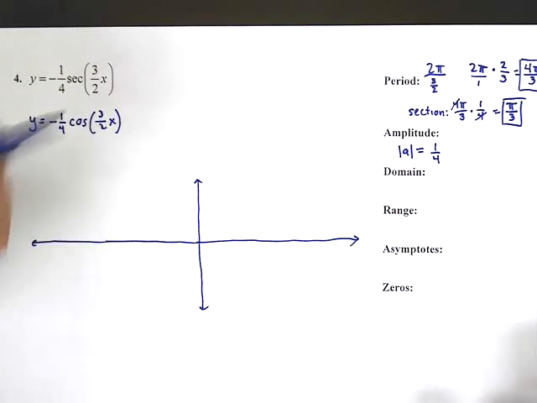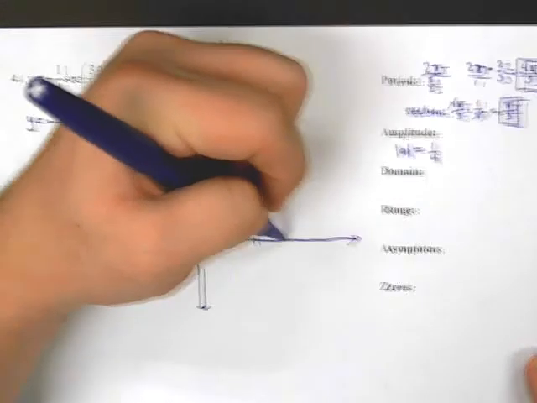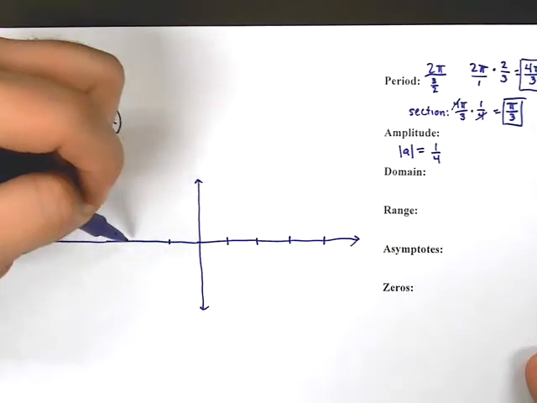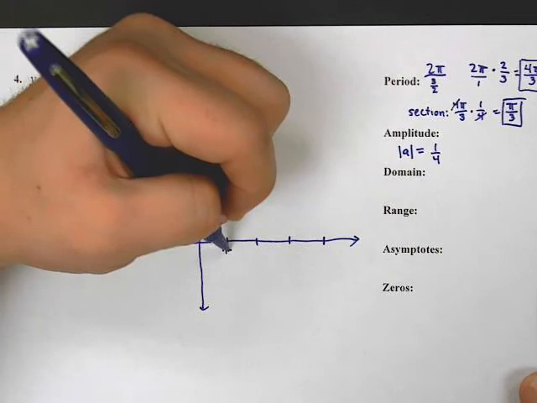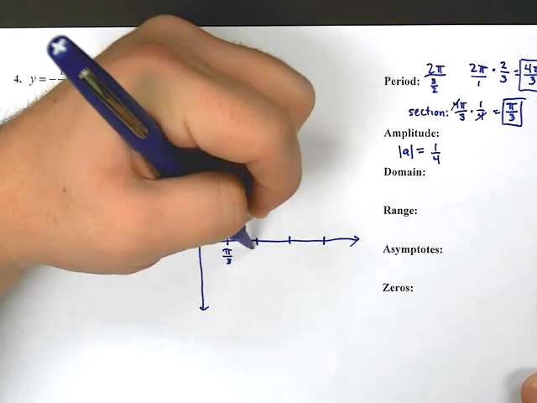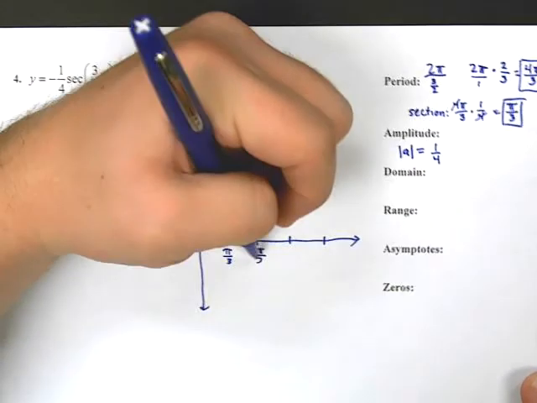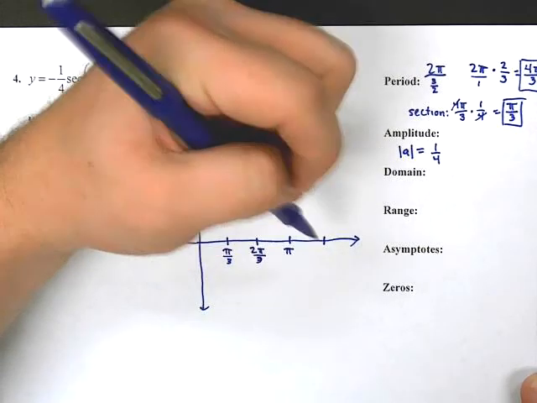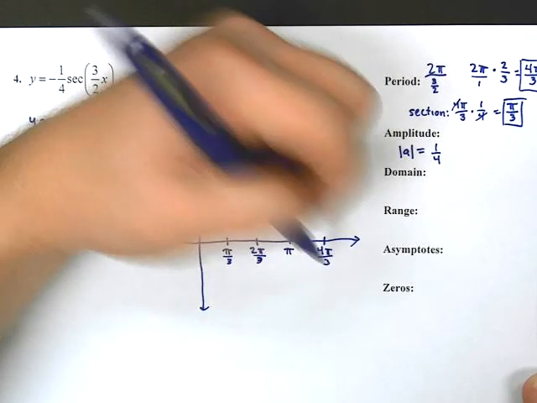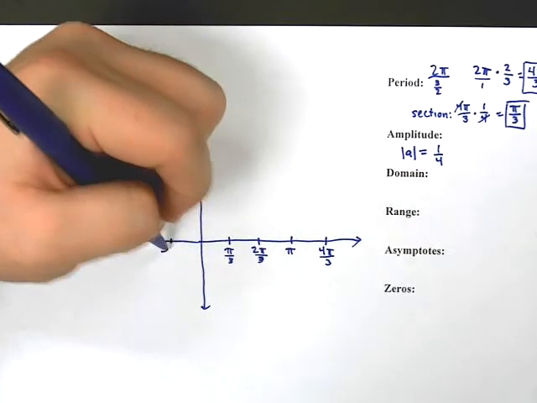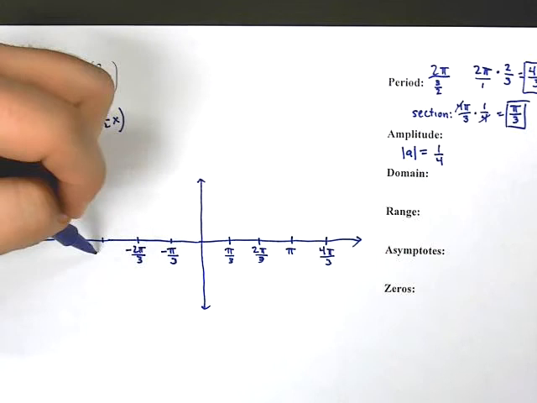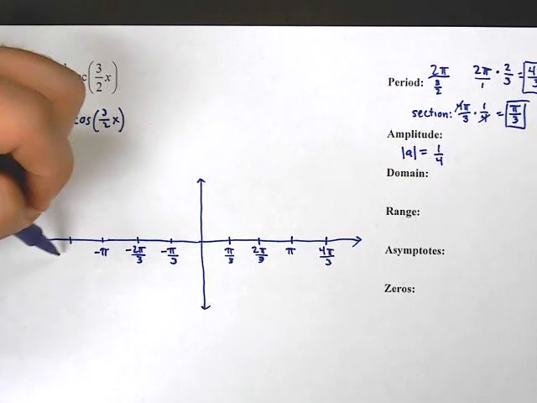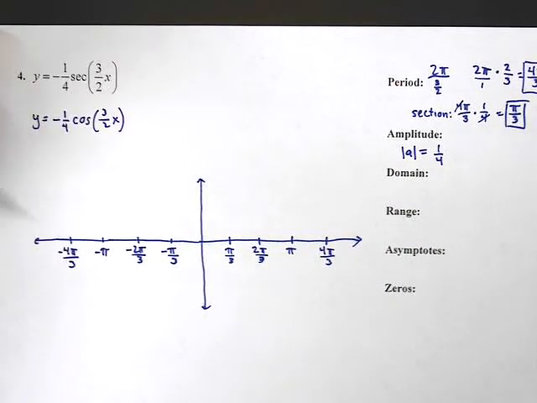All right, we can definitely section this off now. 1, 2, 3, 4. 1, 2, 3, 4. And we know that our sections are in pi over 3. So pi over 3, 2 pi over 3, 3 pi over 3, 4 pi over 3. Negative pi over 3, negative 2 pi over 3, negative 3 pi over 3, negative 4 pi over 3.